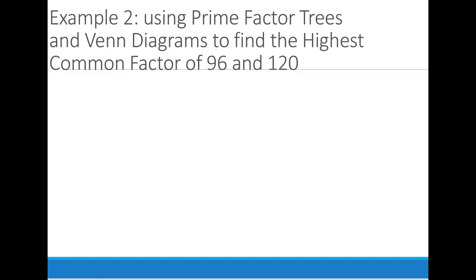Okay, the next example. So, where do you think we're going to start for this? It says using prime factor trees and Venn diagrams. Remember, a Venn diagram is our rectangle, which includes all of the data, and the circles inside it. And then you need to find the highest common factor of 96 and 120.